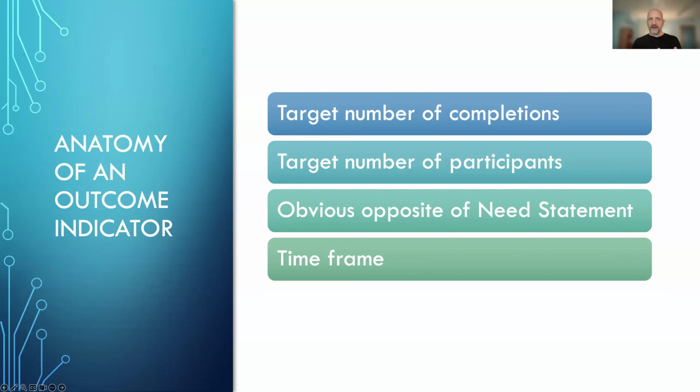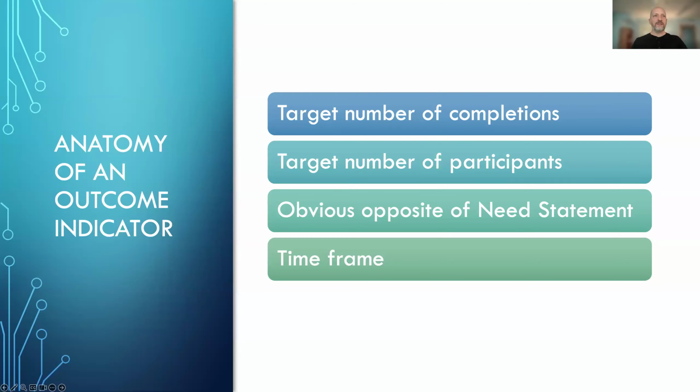So when we take a need statement and create an outcome indicator out of it, we're really just adding a couple of components. So on the front end, we're adding a target number of completions, a target number of participants. Then we've got the obvious opposite of the need statement, which is the outcome statement. And then we add a time frame. All right, so this is very formulaic. It's intended to be like when you see the reports, all the reports are formulaic. This all lines up. Okay, it's all intended to do that.